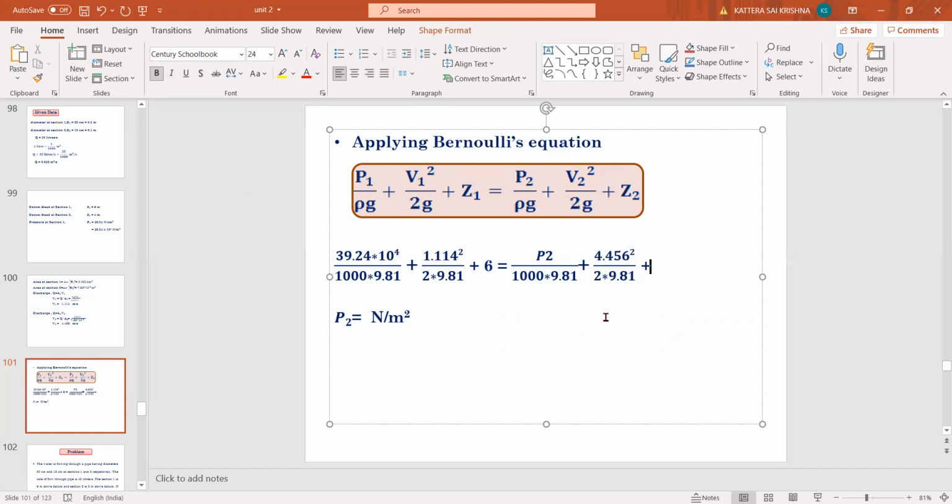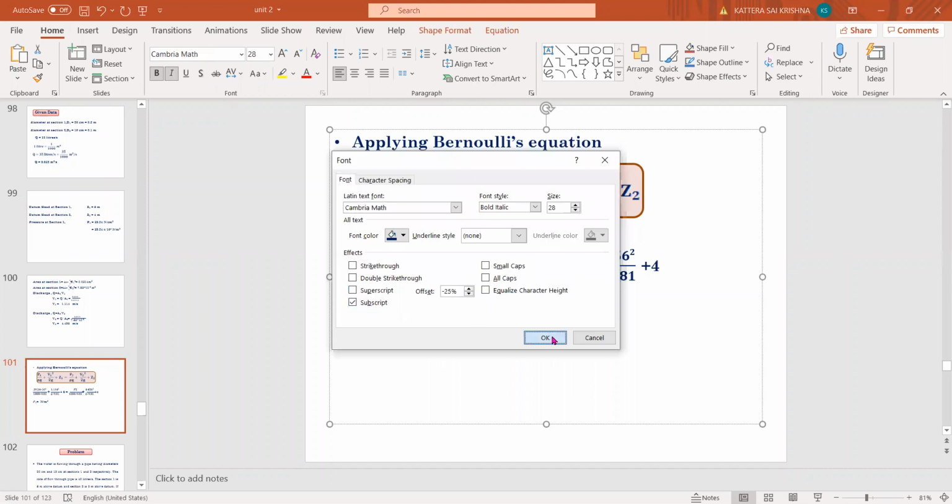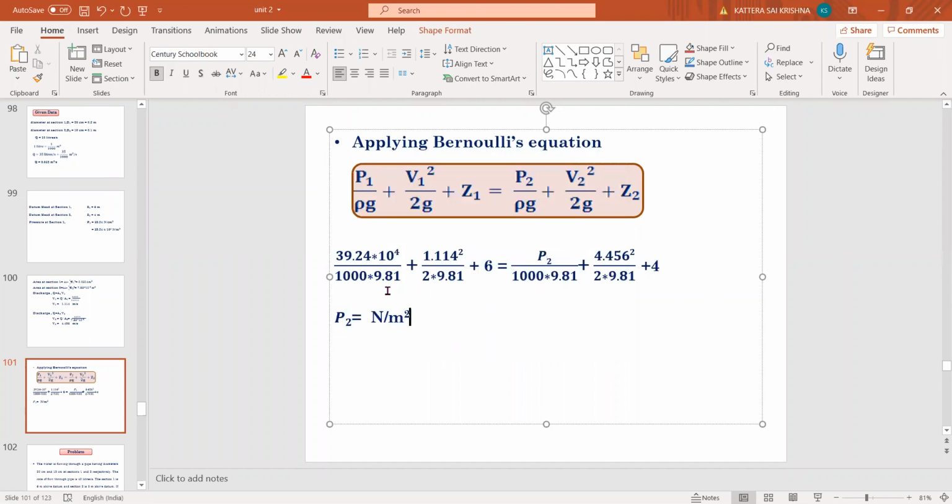What is Z2? At section 2, how much is the datum head? Datum height is 4 meters. Z2 is 4 meters. So now you calculate this remaining P2 term. P2 we need to know finally. So separately, you write down what you are getting here first, then you do the remaining thing.